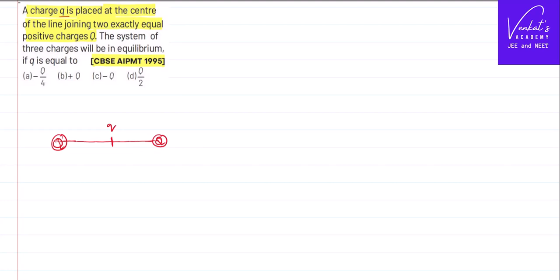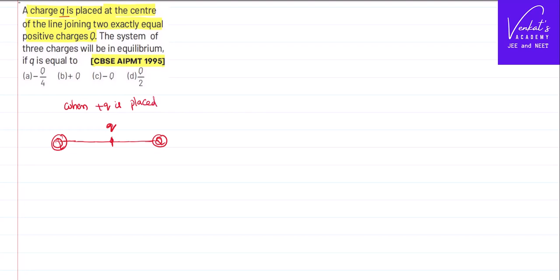The system of three charges is in equilibrium. Be careful. All these three charges have to be in equilibrium. Then what must be the charge that small q is equal to? First of all, let's assume a positive charge is placed. When plus q is placed in between.